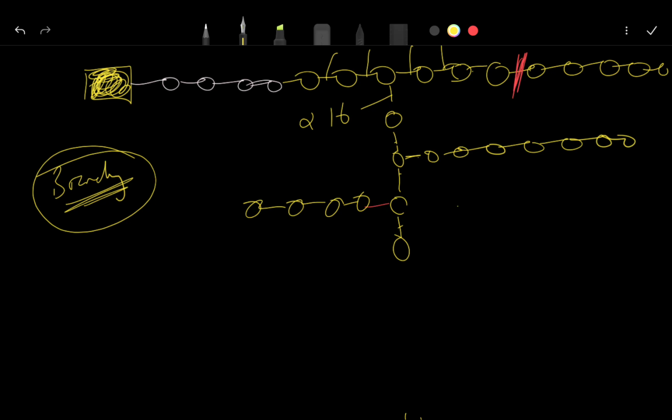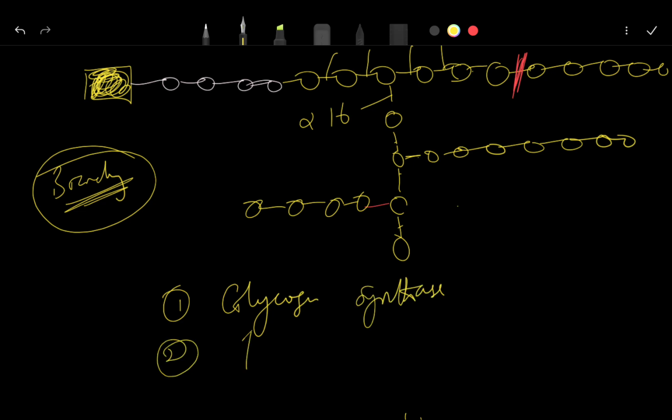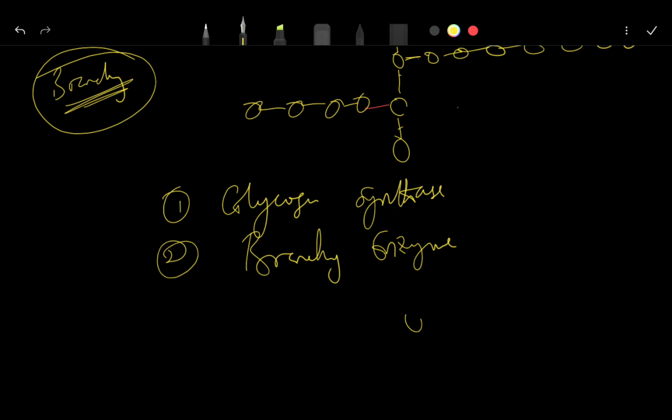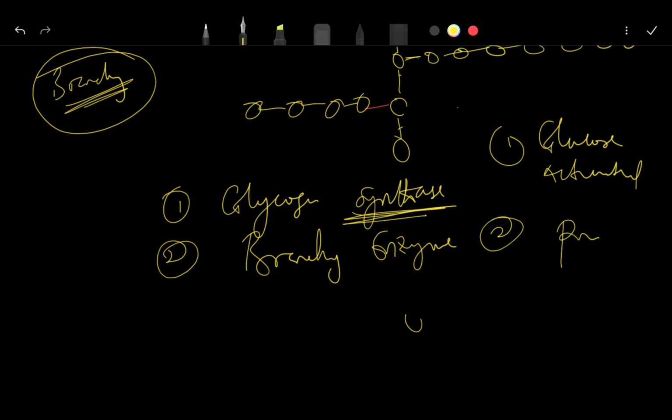So in this video, I've explained that there are two main enzymes in the synthesis of glycogen. Number one is glycogen synthase, and number two is the branching enzyme. I have also told you that glycogen synthase has two requirements. Number one, the glucose must be activated. And number two, a primer must be available.